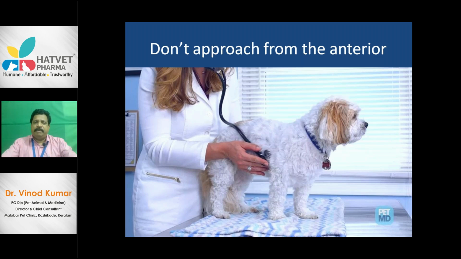I have seen some people coming in front and then auscultating from the front. Never do it. Never auscultate from the front. Always approach through the rear side, the back side, and then auscultate from the back side only. If you want to auscultate the brisket region, put your hand like this and then place the diaphragm of the stethoscope on the brisket, thoracic inlet, and then auscultate.